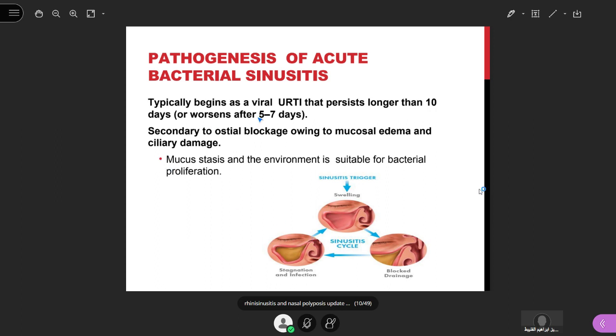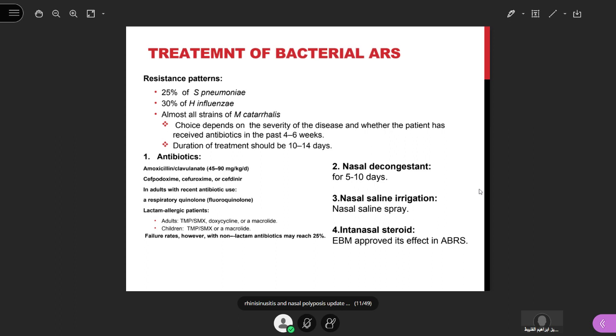The pathogenesis typically starts with a viral upper respiratory tract infection that persists longer than 10 days. It starts with swelling of the nasal mucosa and then blockage of the osteomeatal complex. Then the blockage prevents mucociliary drainage, and stagnation will happen. After stagnation, infection will come over the stagnation because of the humid area, and the patient will go into bacterial rhinosinusitis.